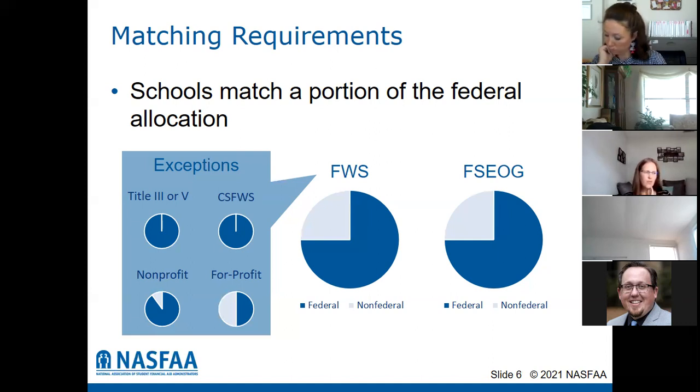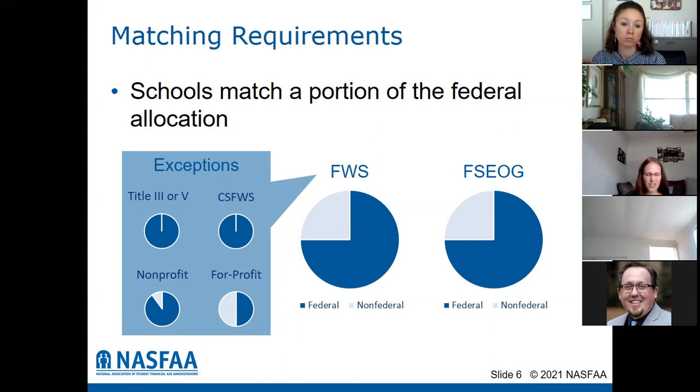Okay, so that was federal work study and the exceptions for the matching requirements for federal work study. Next, we'll talk about the SEOG program and the matching requirements. The SEOG program also requires a school to provide a non-federal share of at least 25% of its total SEOG funds awarded. The non-federal share of the allocation, again, may be made up of options such as grants, scholarships, tuition or fee waivers, the non-federal portion of grants and scholarships, or private grants or scholarships.